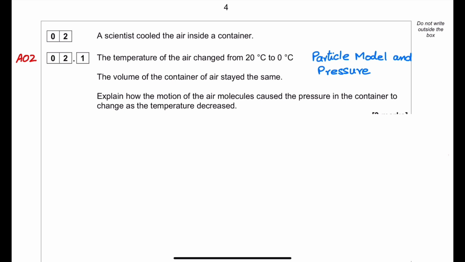Explain how the motion of the air molecules causes the pressure in the container to change as the temperature decreases. The question is how the change in temperature affects the motion of the air molecules and how it will affect the pressure of the gas or the air inside the container. Because the temperature is decreased, the motion of the gas particles or air particles will also reduce, and ultimately the pressure will decrease. Let's see the model answer.